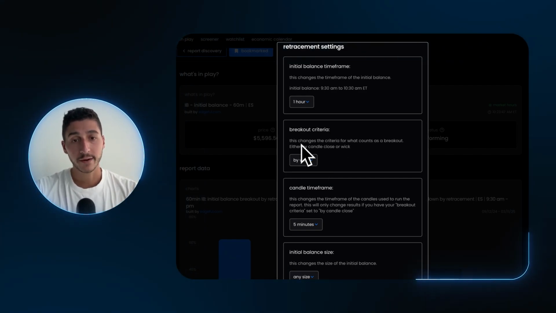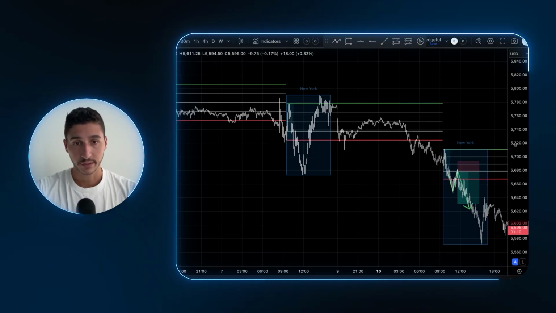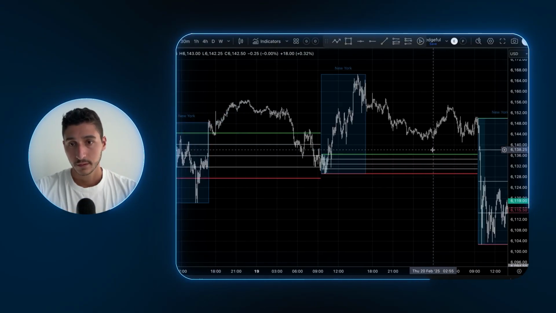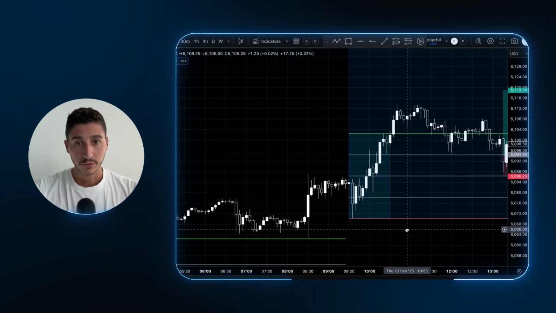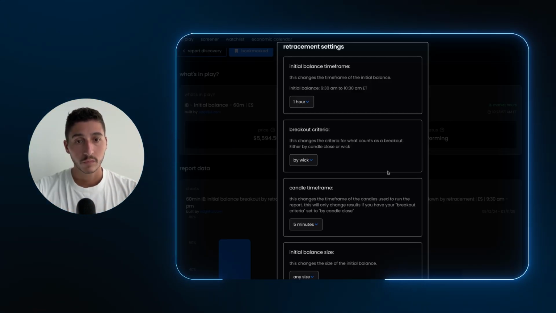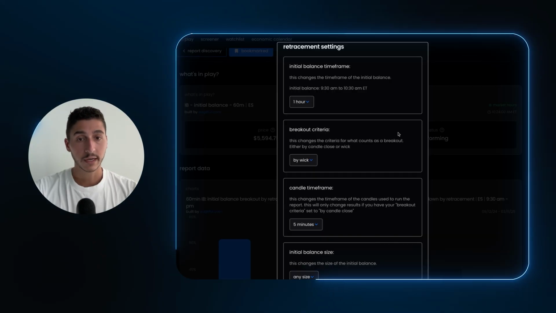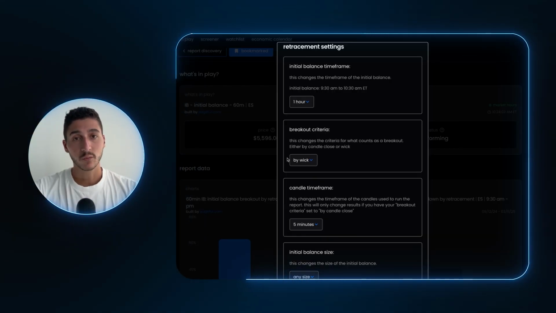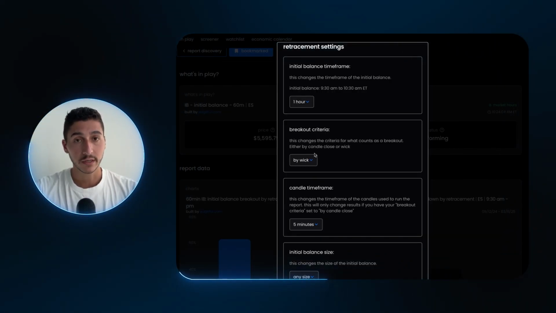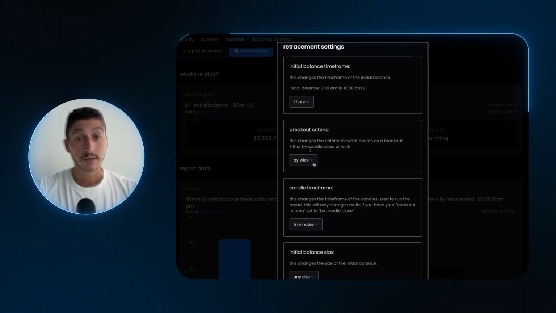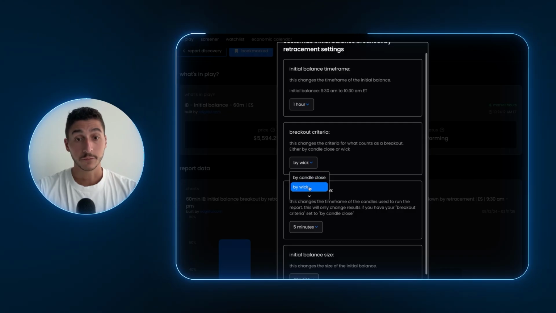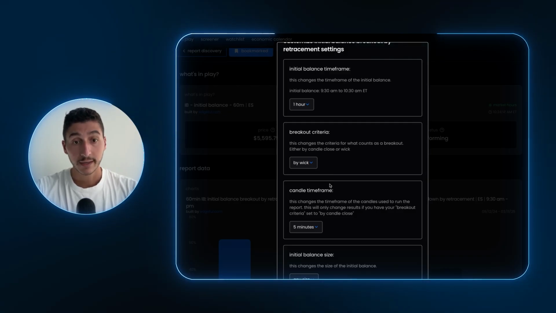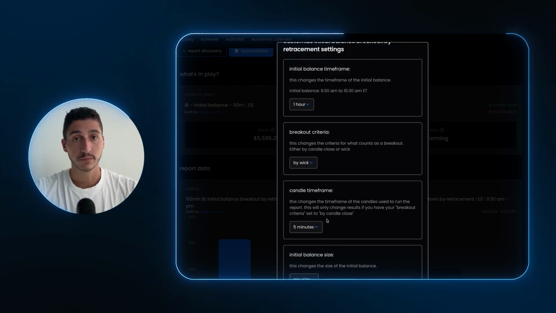If you have this by wick, so let's go back to that other day here. That other day, where is it? Right over here. So you can see here, and it wouldn't have made a big difference on this day, but you can see here we have the by wick breakout criteria selected. That means that if any candle, when you have this selected, this candle time frame is not considered. If you change this to candle close, that's when this candle time frame starts to get considered.